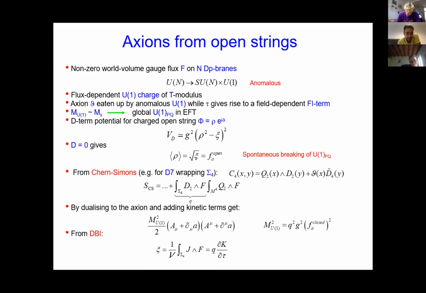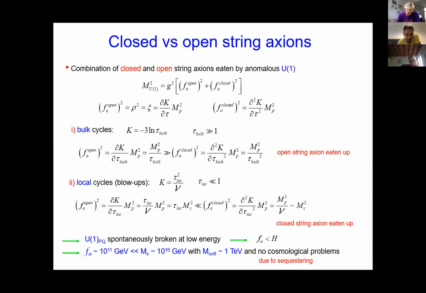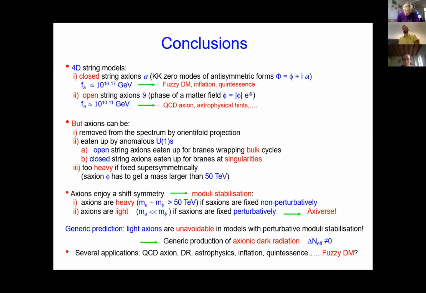So this means that in this case, the decay constant of open string axions would be much smaller than the string scale. So you would very naturally go to a regime where these can be intermediate scale, 10^10 to 10^11 GeV, that could be good for reproducing the QCD axion. So this is my last slide. Let me summarize what I said.